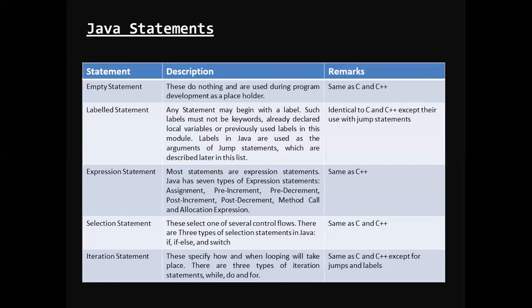Expression statement: most statements are expression statements. Java has 7 types of expression statements: assignment, pre-increment, pre-decrement, post-increment, post-decrement, method call and allocation expression. Selection statement: these select one of several control flows. There are 3 types of selection statements in Java: if, if else, and switch. Iteration statement: these specify how and when looping will take place. There are 3 types of iteration statements: while, do and for.